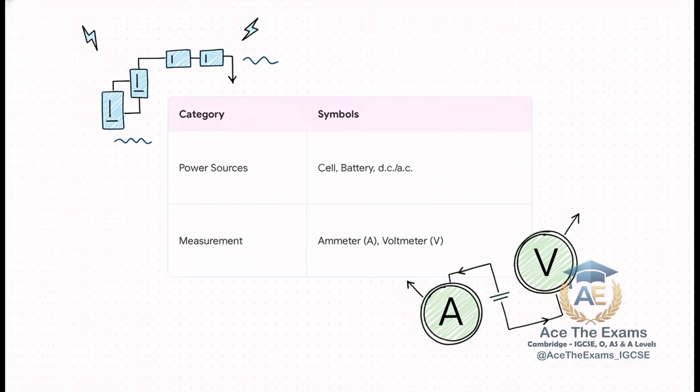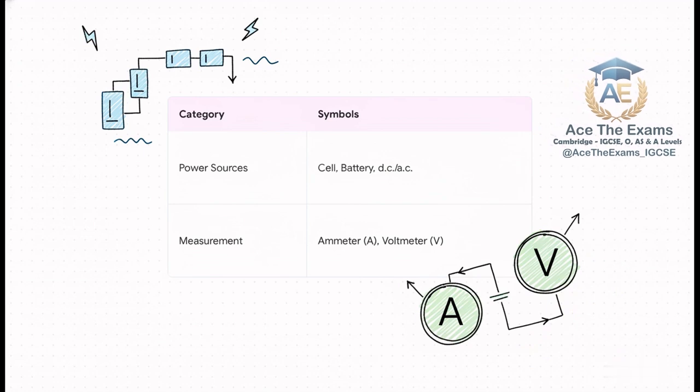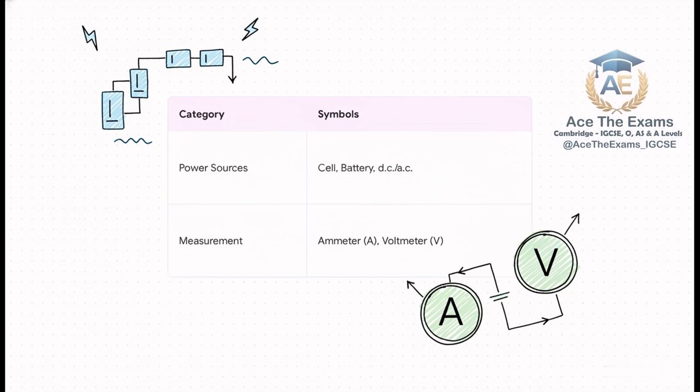Using our PEEL framework, you make your point. Ammeters measure current, while cells provide power. Your evidence. The ammeter is denoted by a circled A, whereas the cell uses parallel lines. This is how you structure a winning answer.